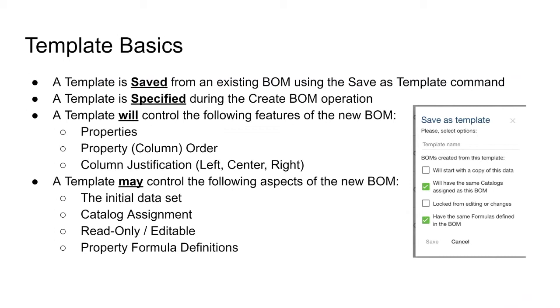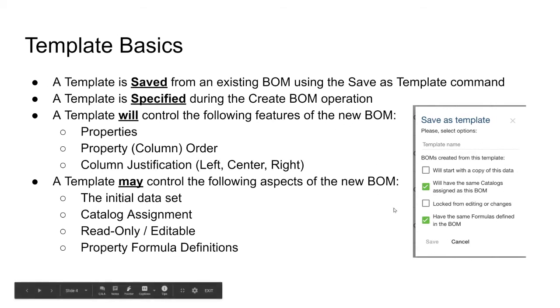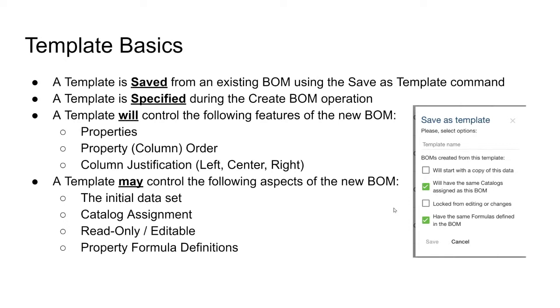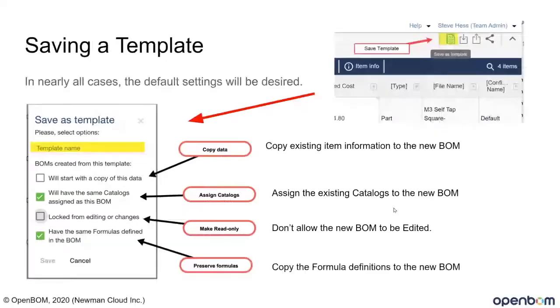Catalog assignment: you have a catalog that you use specifically in your company. In our example, we're going to do that. You may want to create a BOM that is read-only, that can't be edited, but there's an option to do that. And then, of course, whether or not to bring formula definitions along in the template as well. That's really a time saver. So we've set up the save template dialog with some defaults. We'll cover that a little bit more in just a moment.